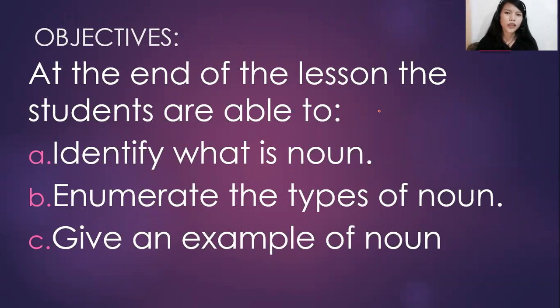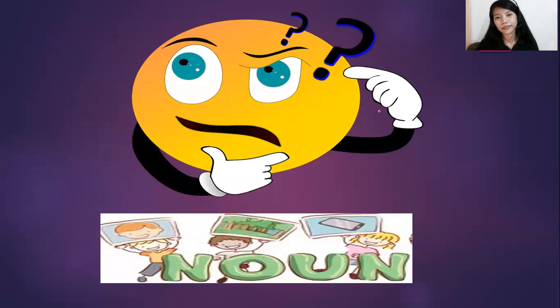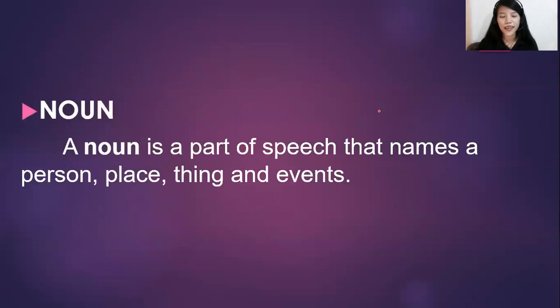So what comes into your mind when you hear the word noun? When we say noun, it is a part of speech that names a person, place, things, and events. Meaning when we say noun, it is a kind of name, any kind of name. It can be a name of a person, place, things, events, and animals. Any kind of name is what we call noun.